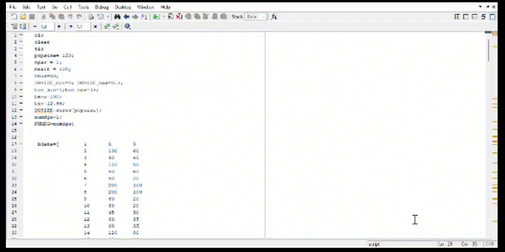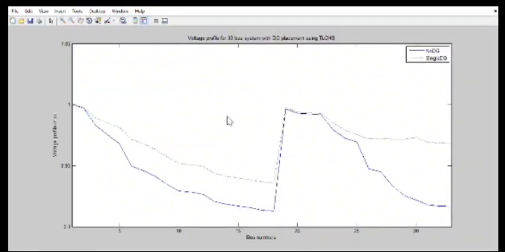Now I am showing the results of our project. This is the code for IEEE 33 bus. This is the graph displayed after running the program. This is the voltage profile for the 33 bus system with DG placement using TLCHS, and the x-axis indicates number of buses and the y-axis indicates voltage profile in per unit.